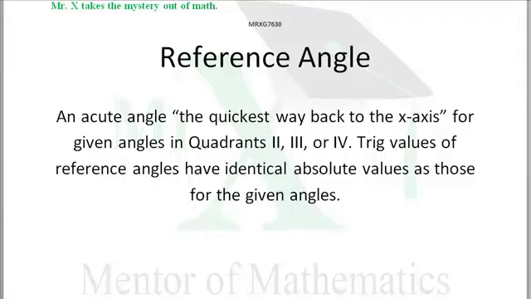So the reference angle is always an acute angle. It's the quickest way back to the x-axis. Some folks refer to this as the related angle. I got in the habit of calling it a reference angle. Reference, related, it's still the quickest way back to the x-axis.